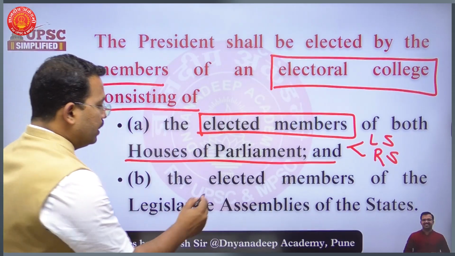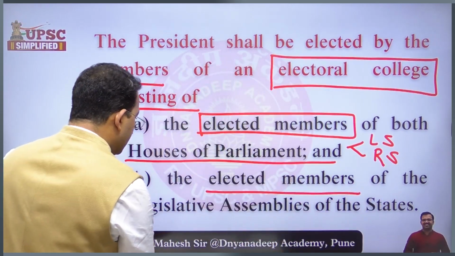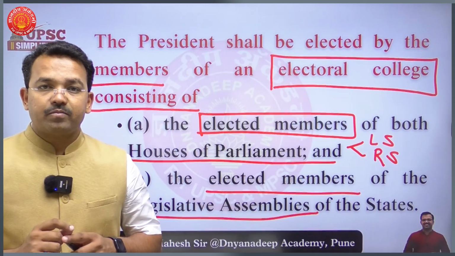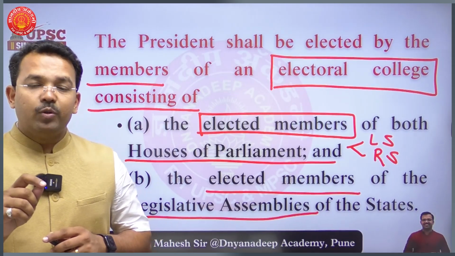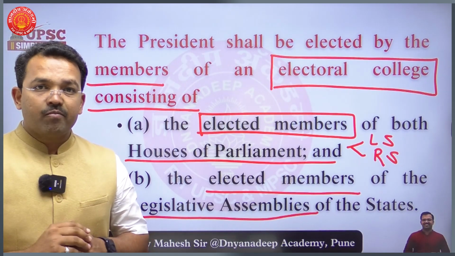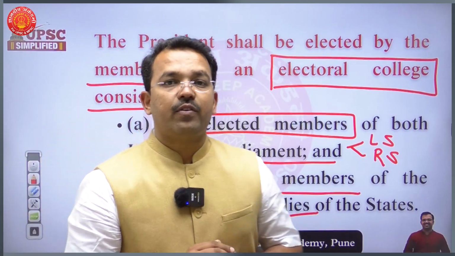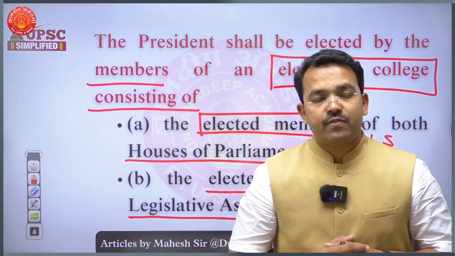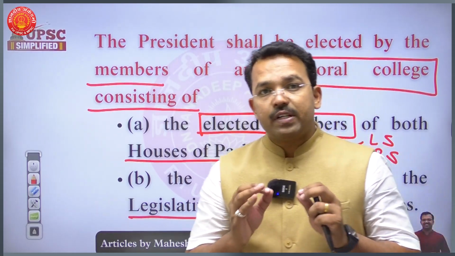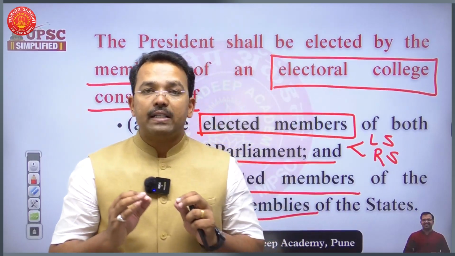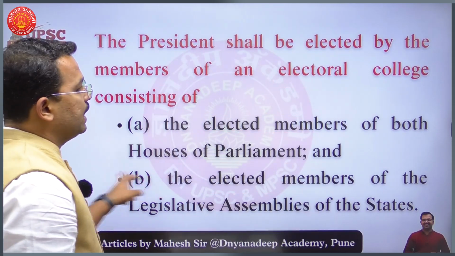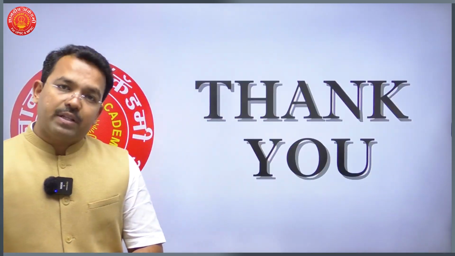Who is the second part? The elected members of the legislative assemblies of the states will participate. It means an Anglo-Indian member nominated to a state legislative assembly will not participate. We have abolished the practice of nominating members to state assemblies from the Anglo-Indian community. And the most important thing, remember, members of the state legislative council do not participate in the presidential election. This is very, very essential.